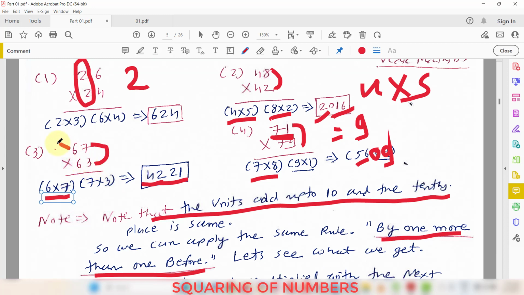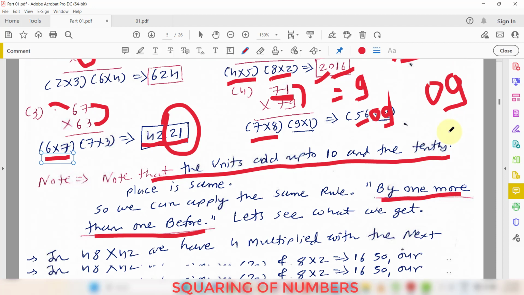So here the number before is 6, and then 6 plus 1, that is 7. So 6 times 7, that is 42, and 7 times 3, that is 21. Here we are already getting the answer in 2 digits, so there is no need to add the 0. But here we are getting the answer in 1 digit. 9 times 1, that is 9. So that's why we are writing 09 instead of 9.